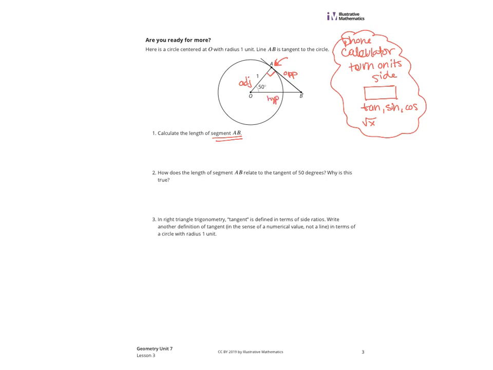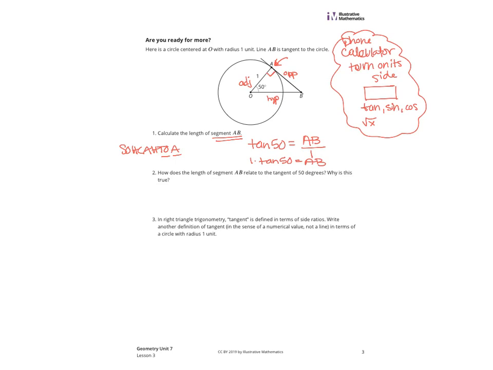So it looks like what I have here is opposite and adjacent, and going back to my SOHCAHTOA, opposite and adjacent is tangent. So I could write that tangent of 50 degrees is equal to my opposite side, which is AB, over my adjacent side, which is OA, which is 1. So I'm going to multiply the 1 over. Technically, that doesn't do anything because it's 1 times something. So it looks like my AB is equal to the tangent of 50.